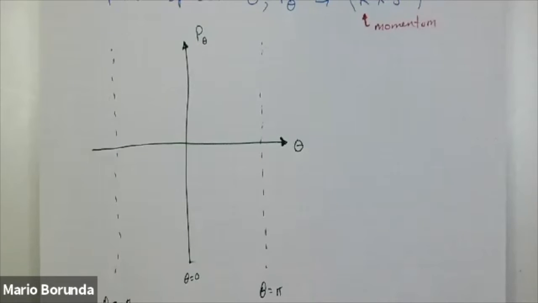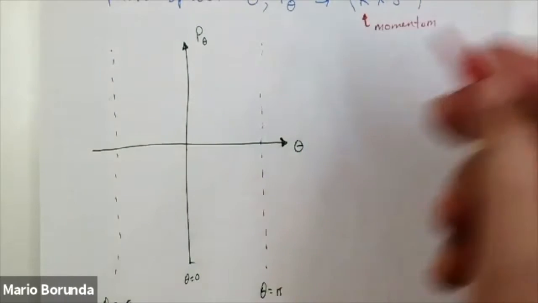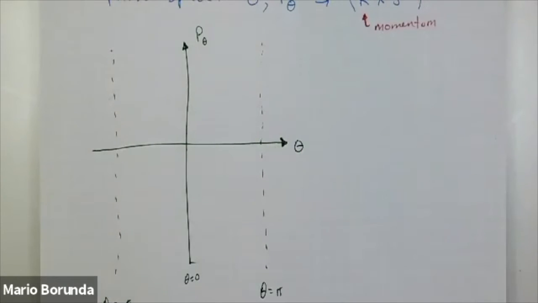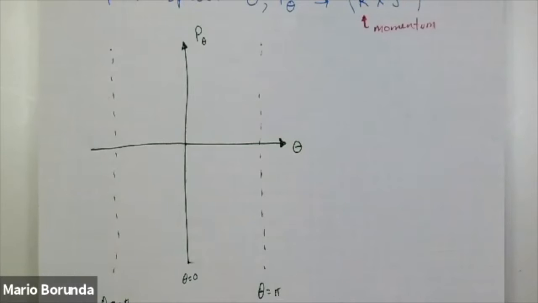Now, what's going to happen if my momentum is 0 and theta is 0? Is it at rest? At rest, right? So that's one point of motion. Did you see that one? It's just a tiny little dot right there, right?